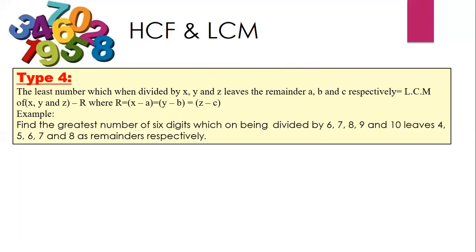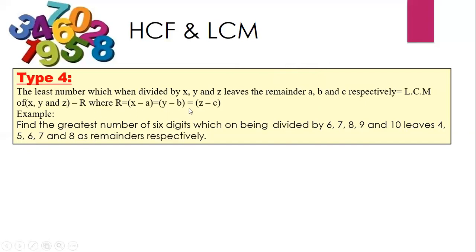Find the greatest number of 6 digits which on being divided by 6, 7, 8, 9 and 10 leaves the remainder 4, 5, 6, 7 and 8 as remainders respectively. So here just see the scenario. 6 when I divide, I'll get remainder 4. So what is the common difference? 2. 7 when I divide, I'll get remainder 5. So again the common difference is 2.